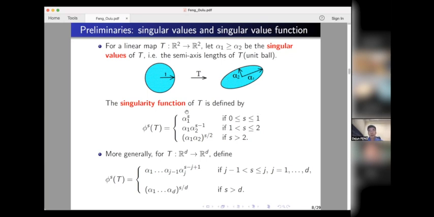Then we can define the singular value function phi^s such that when s takes a value between 0 and 1, phi^s(T) equals alpha_1 to the s. If s is between 1 and 2, then phi^s equals alpha_1 times alpha_2 to the s minus 1. If s is greater than 2, then phi^s equals alpha_1 times alpha_2 to the s over 2 power. The singular function can also be defined for any mapping on R^d in the following way.